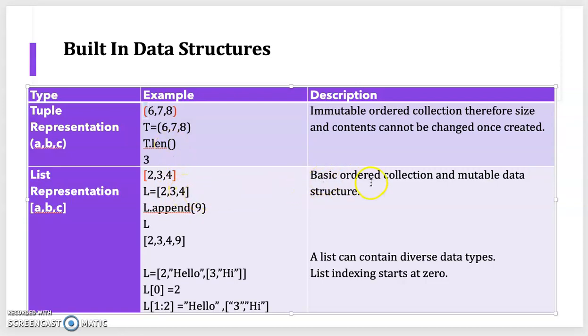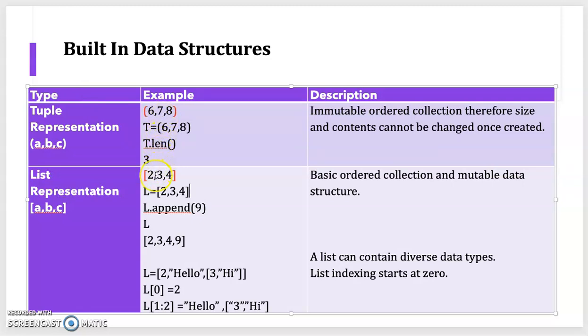So lists are basic ordered collections, and they are mutable data structures. What does that mean? It means you can change the value of an element, you can add a new element to the list, and you can remove an element from the list. For example, if we have a list with 2, 3, 4, then you can append one more element to your current list, so it becomes 1, 2, 3, 4. It has 4 elements. Just like we said, your tuple and list can both contain different data types.